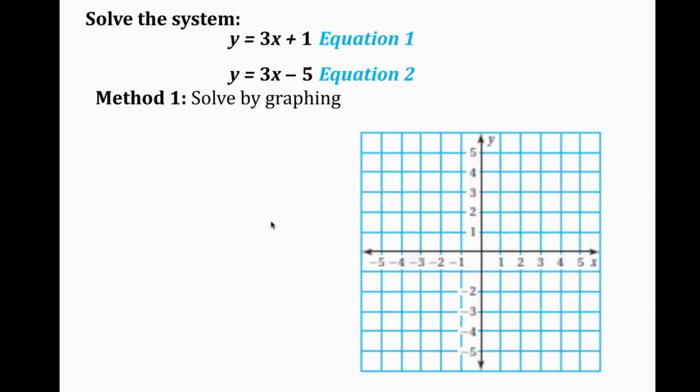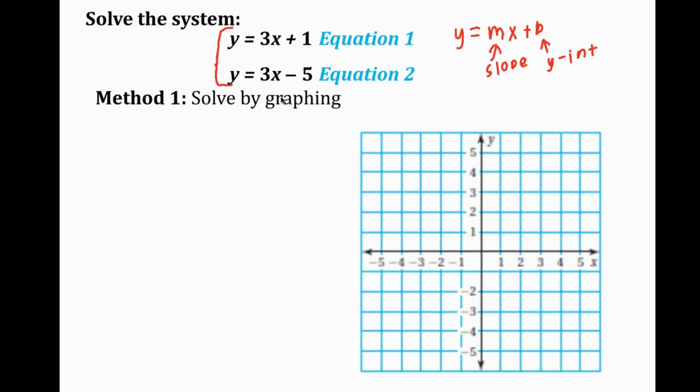So first, let's have our coordinate plane, and remember that we like to graph in slope-intercept form, which is y equals mx plus b. And m will equal your slope, whereas b is your y-intercept, or where your line crosses the y-axis. Conveniently, both of these equations are already put into our slope-intercept form, so we can just graph them.